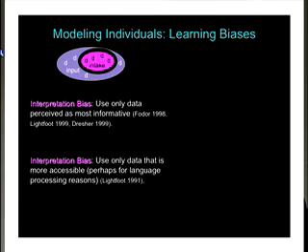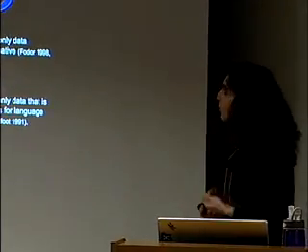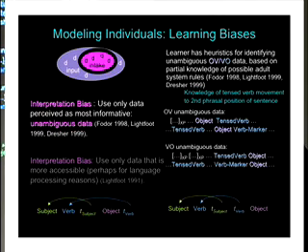And these particular interpretation biases are actually motivated in part by this phenomenon, because the data has very interesting properties, which I'll mention in a bit. The first one is to learn from only data that's perceived as really informative. And the second is a bias to use only data that is more accessible, perhaps easier to process. But in this case, I'm going to sketch what they are.